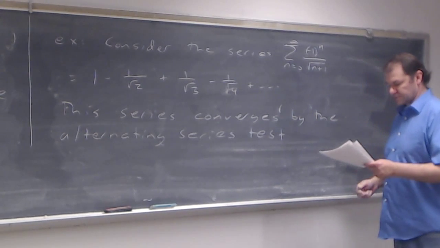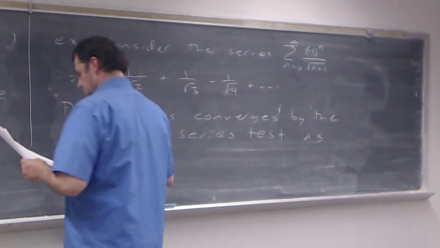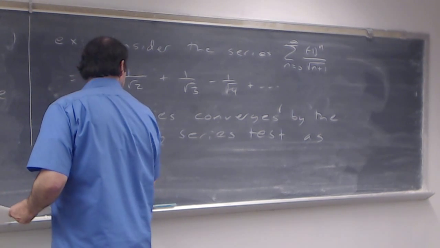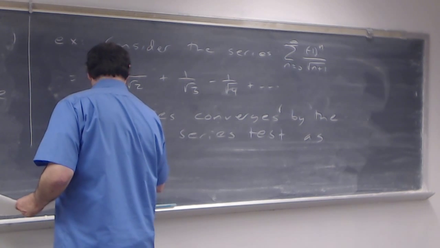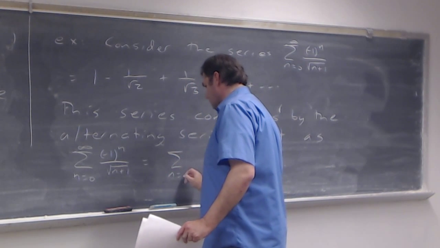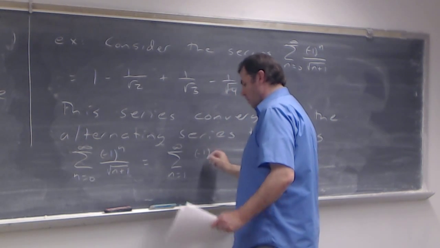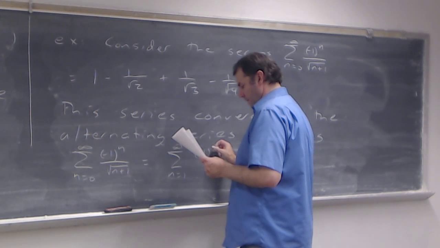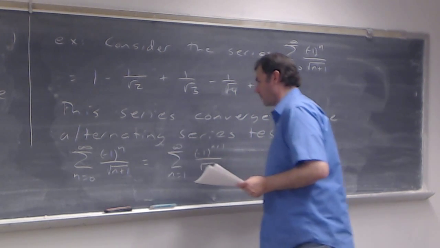Okay. And I'm going to verify that. If you look at the original problem, the series is the sum as n runs from 0 to infinity of (-1)^n over the square root of n plus 1. That can be rewritten as the sum as n runs from 1 to infinity of (-1)^(n+1) over the square root of n. That's one way of rewriting it.